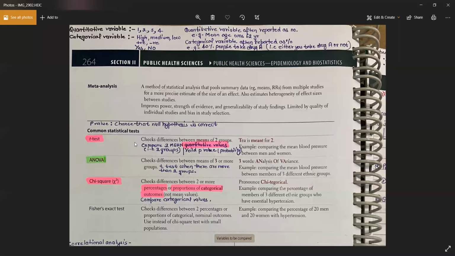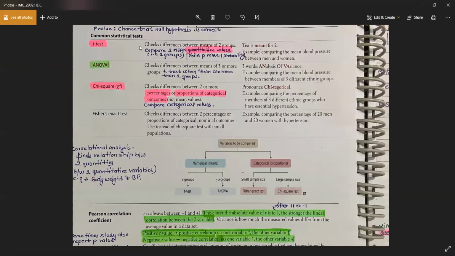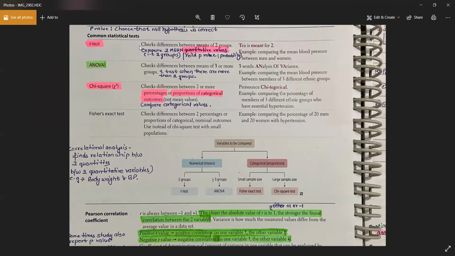Yes. Now we need to move on to some common statistical tests. Okay. So see.